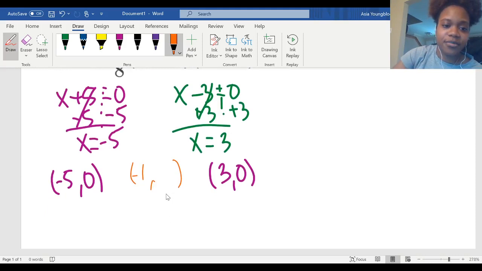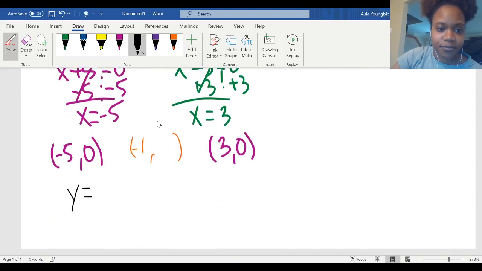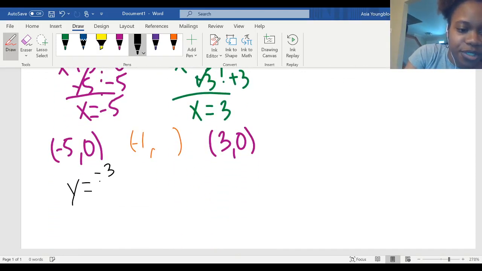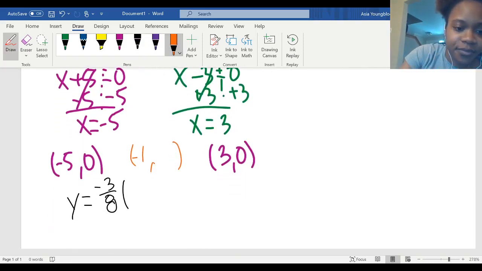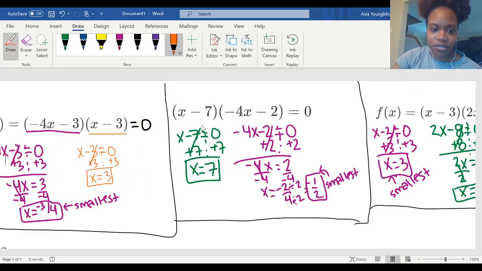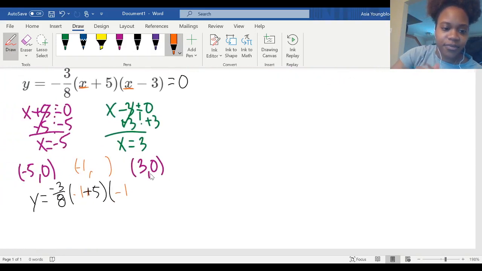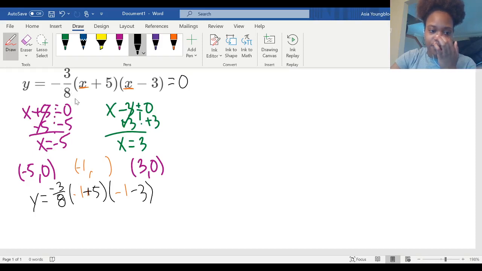So our equation is going to be y equals -3/8 times -1 plus 5 times -1 minus 3. Let me just zoom out so we can all see it. So again, all we did was change these x values to this number, -1.